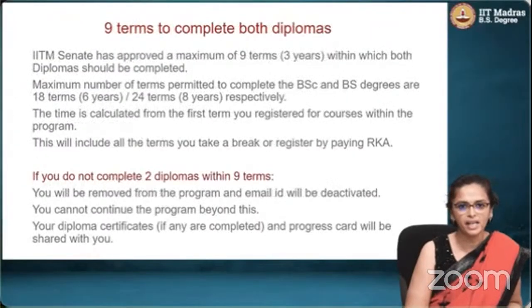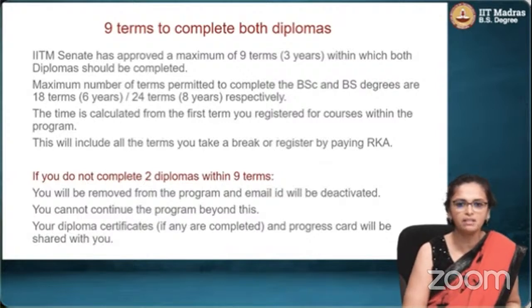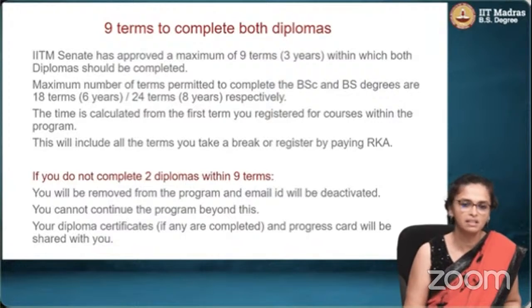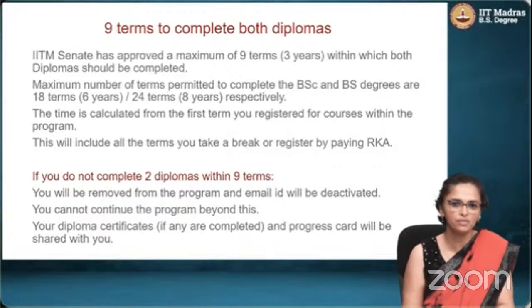So this is one very important point that we would like to point out and emphasize. Please go through this very carefully. This is given on the website too. This is one of the most important program rules that you have to be aware of. Basically, the entire BSc program, the IIT Madras Senate has approved, needs to be done within 6 years or 18 terms. And if you want to complete the BS program, it has to be completed within 8 years or 24 terms. Okay, this is for the BSc level and for the BS level.